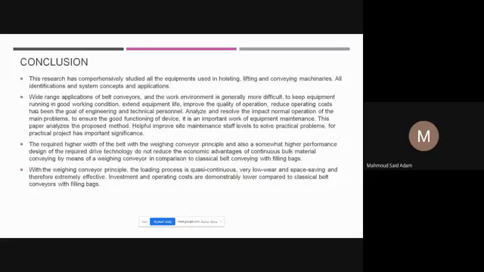This research has comprehensively studied all the equipment used in hoisting, lifting, and conveying machineries, all identification and system concept and applications.